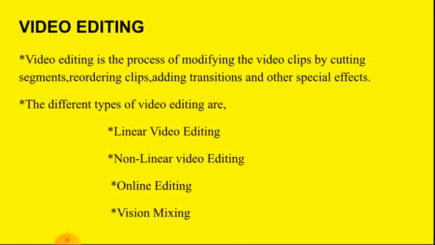Video editing. Video editing is the process of modifying the video clips by cutting segments, reordering clips, adding transitions and other special effects. The different types of video editing are linear video editing, non-linear video editing, online editing and vision mixing.